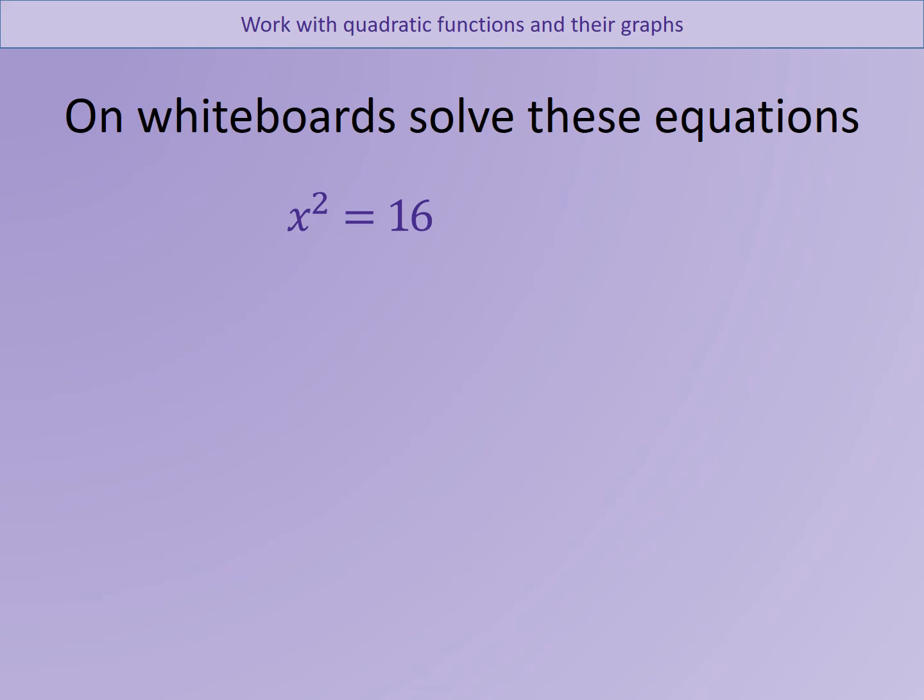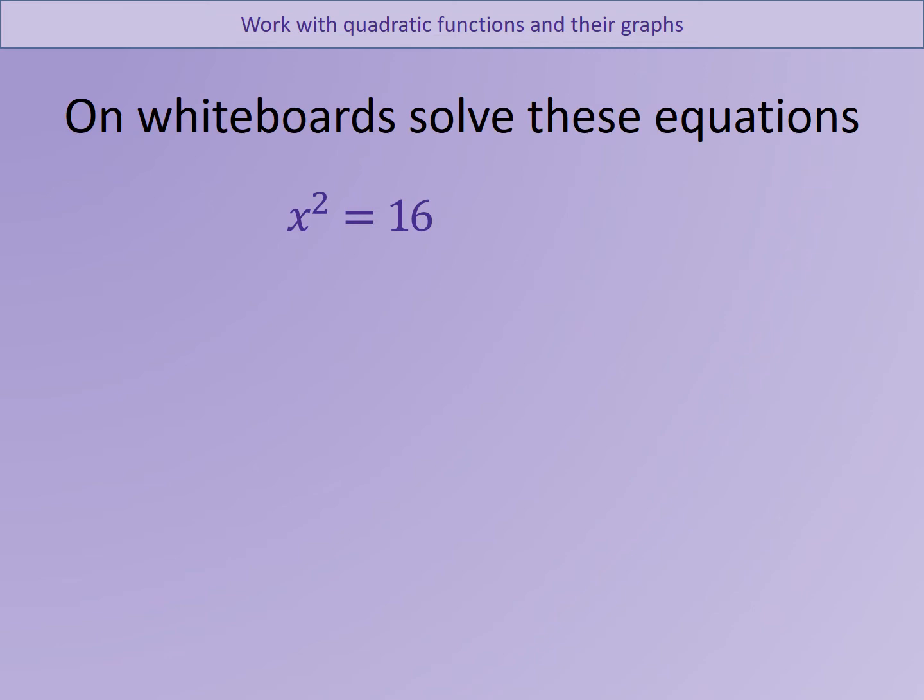Hello everyone, and welcome to this presentation, which is all to do with quadratic functions and their graphs. So we're going to start with a little bit of recap from GCSE, and then we'll once again step it up to A-level once we've mastered those skills. So first of all, on a whiteboard or on a piece of paper, can you solve the following equations?